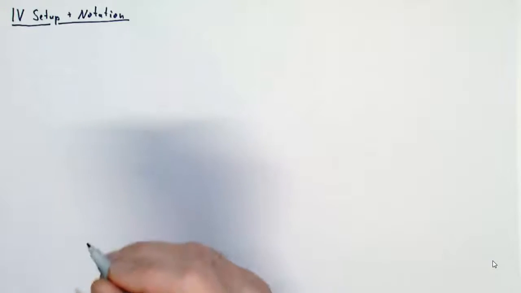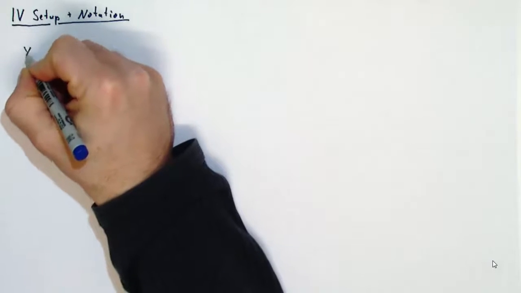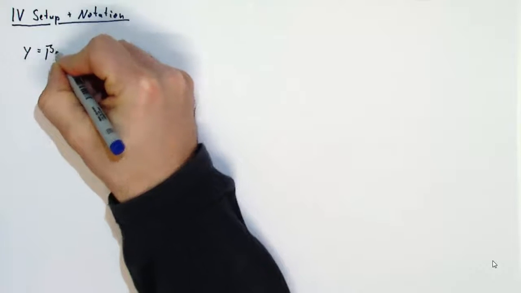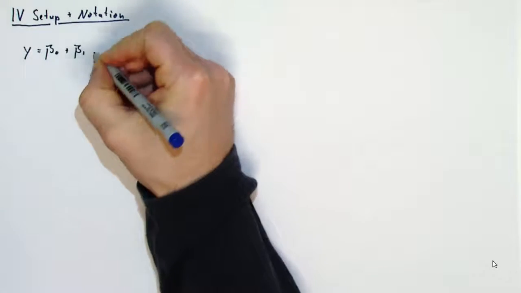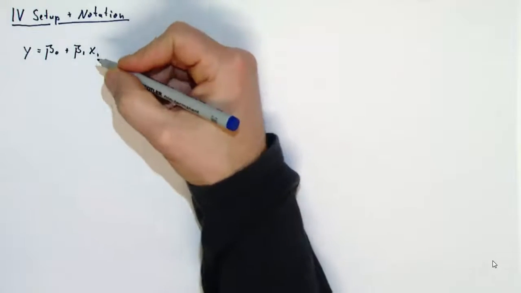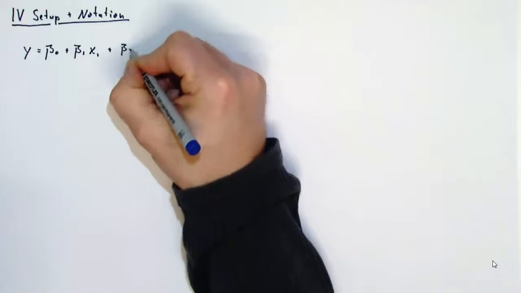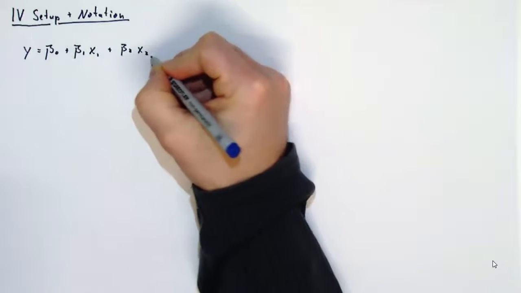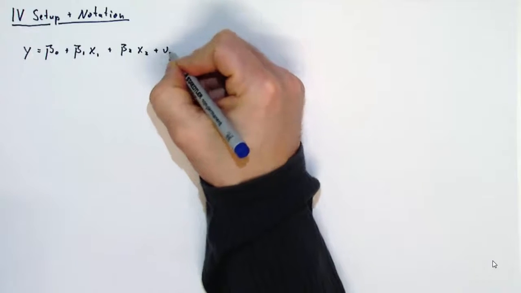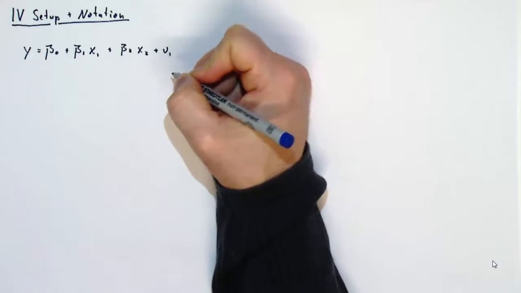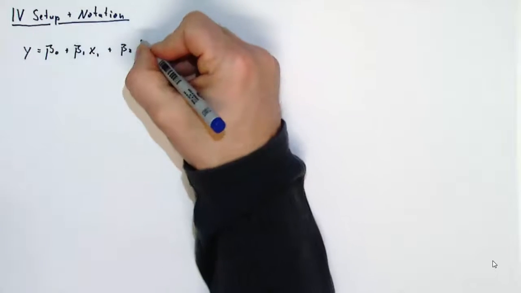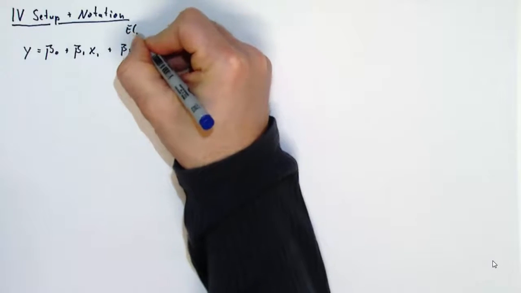This clip will try to clarify some IV notation, partly because Wooldridge is using two sort of different approaches. The first of the two approaches, I'll soon label it A, starts out with stating a particular model you're interested in. So here we have a dependent variable y, and we have explanatory variables x1 and x2.